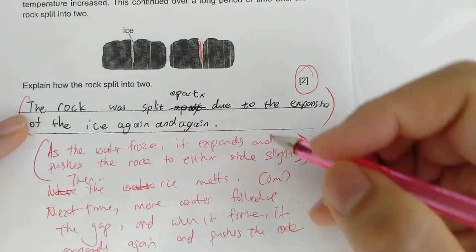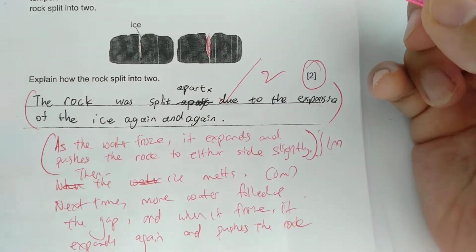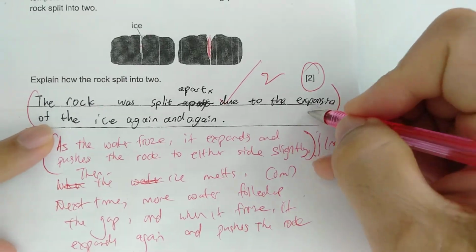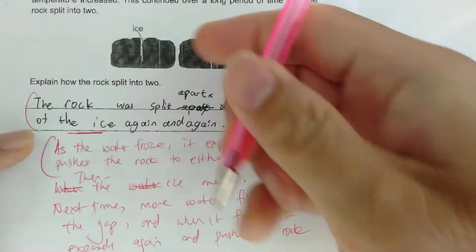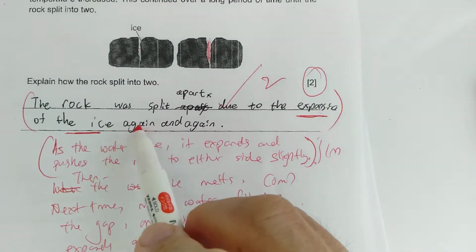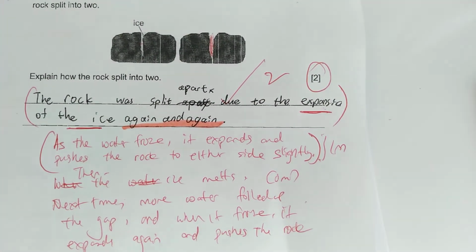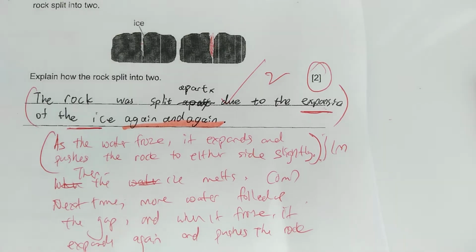I think I will give full marks for this. It's a very concise answer. How is the mark given? Firstly, I see the part about expansion of the ice. Secondly, I see the idea about the repeated expansion. So the first mark is for expanding ice. The second mark is for the repeated expansion.